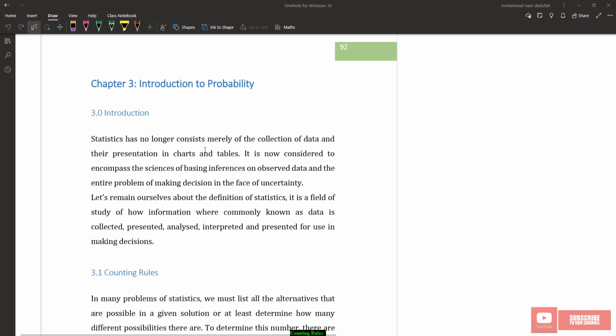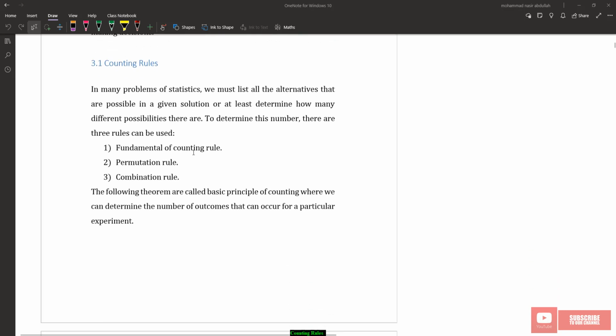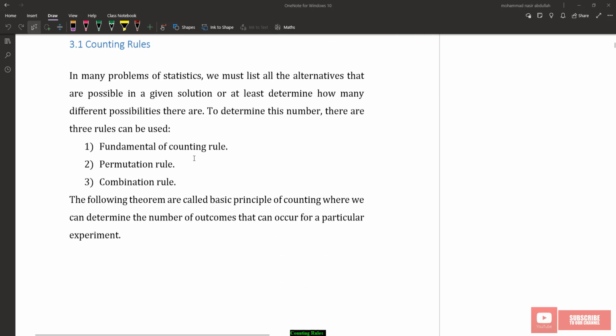We're going to go for chapter number 3, which is Introduction to Probability. Before we get introduced to the term probability, let's go to counting rules. In many problems of statistics, we must list all the alternatives that are possible in a given solution, or at least determine how many different possibilities there are. To determine this number, there are three methods of counting rule.